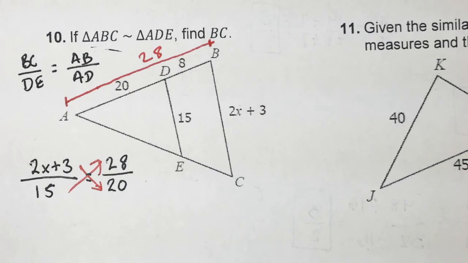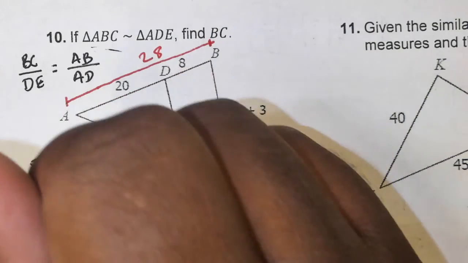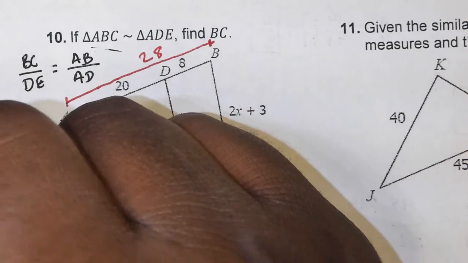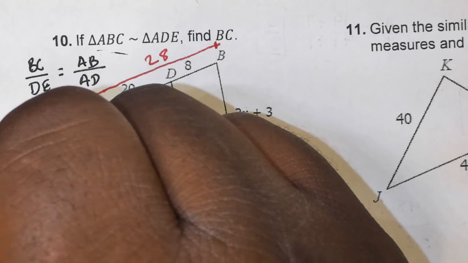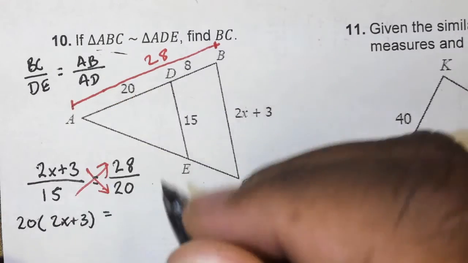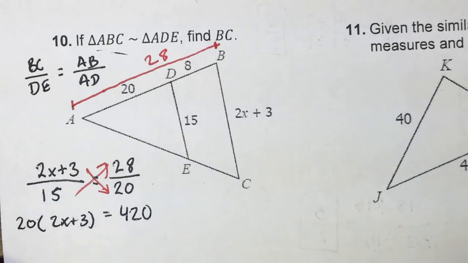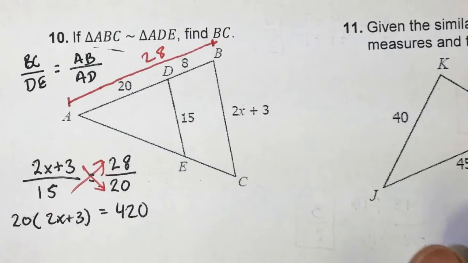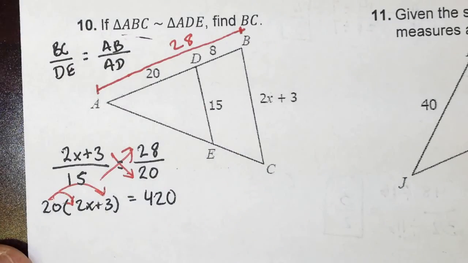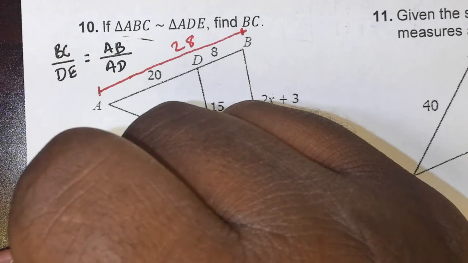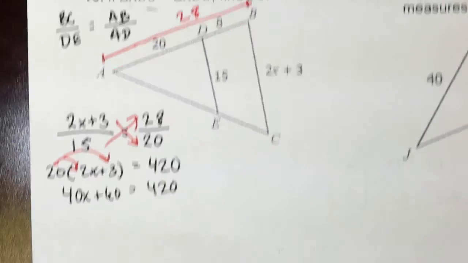Cross multiply, cross multiply. We could rewrite this one, but you might be able to do this distribution in your head, but I ain't going to trust that. I'm going to rewrite it. Cross multiplying gives 20 times (2x plus 3) equals, on that side, 15 times 28. I think they told me 420 earlier. Yeah. Then you need to do that distribution. This is 40x plus 60 equals 420. And then solve that equation.